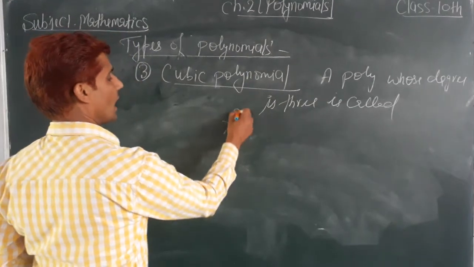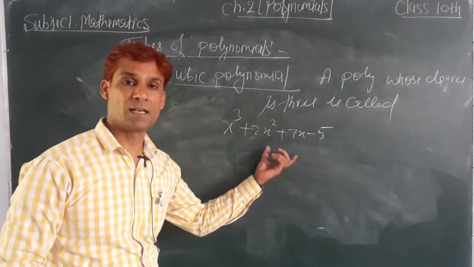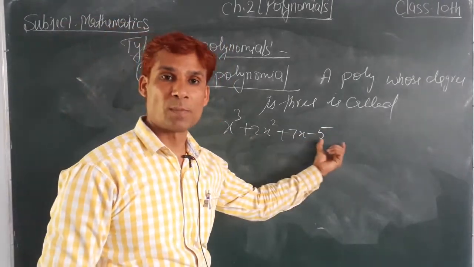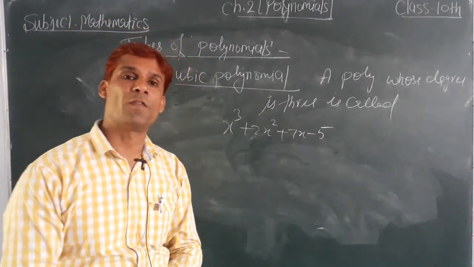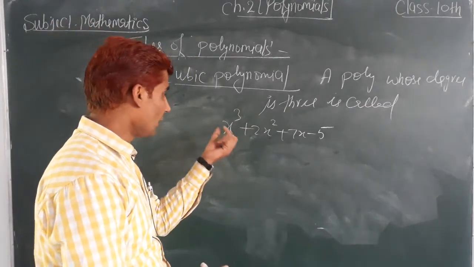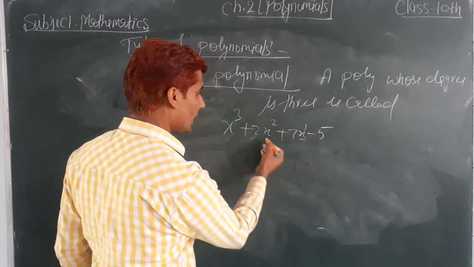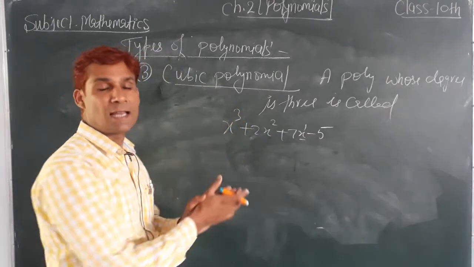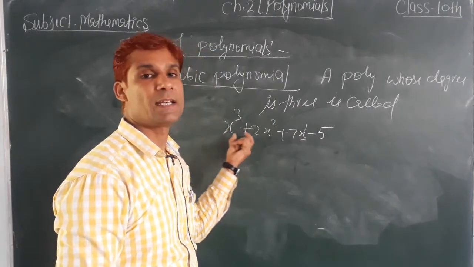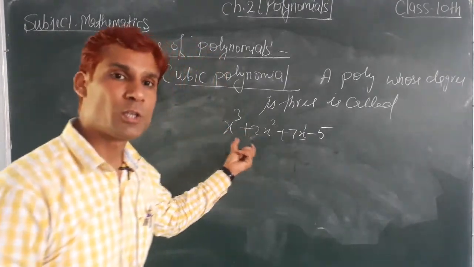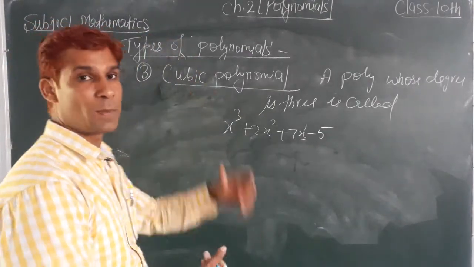For example, x cube plus 2x square plus 7 minus 5 is a cubic polynomial because the degree of this polynomial is 3. What is the meaning of degree? The highest power of variable is called degree. Here the variable is x, and the power of variable x is here 1, here 2, and here 3, and the highest power is 3, so the degree of this polynomial is 3, so it is the example of cubic polynomial. There are infinite examples which we can give for cubic polynomial.